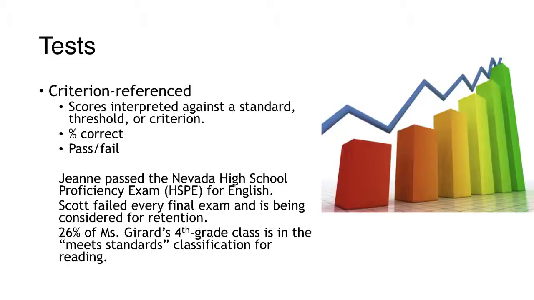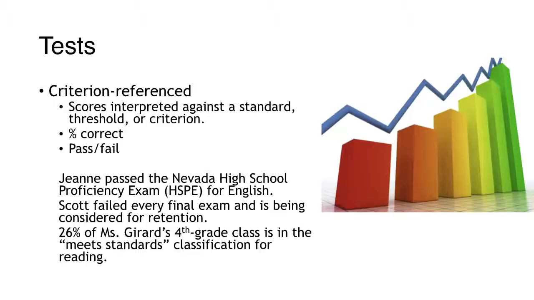So they're usually based on the percent correct, and they sometimes can be as simple as pass and fail. There might be a line in the sand, and if you score 1 point over that line, you pass. If you score 1 point below it, you fail. That's a criterion referenced kind of tool.